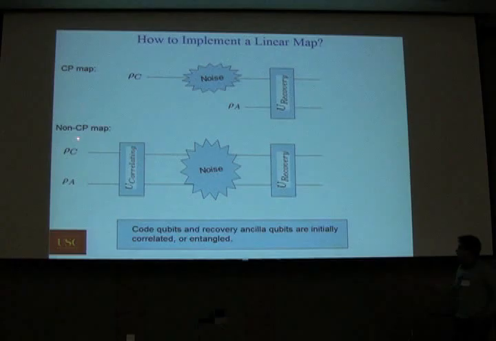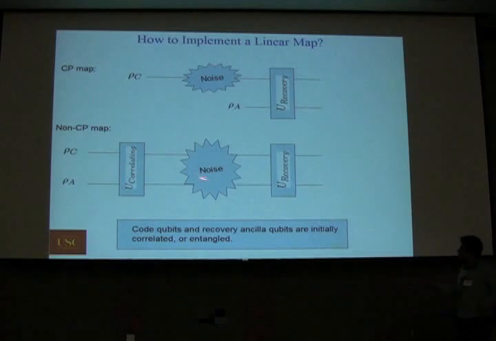But what about a non-CP map? The idea to implement a non-CP map is that initially we make correlation between the code qubits and ancilla qubits. Initially, that means make correlation before the noise. Then we send it through the noise, and then do the recovery at the end, and the mapping that we get for the recovery would be a non-CP map, from this point to this point.